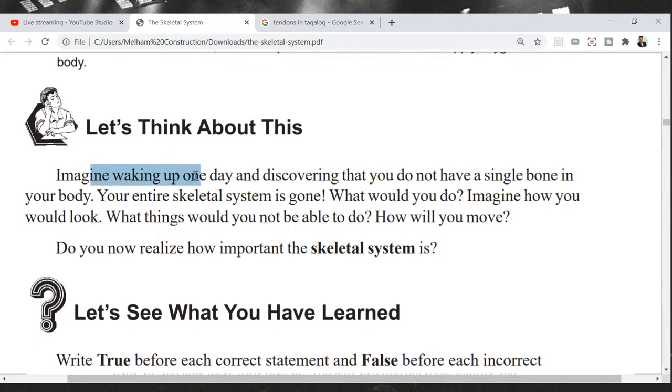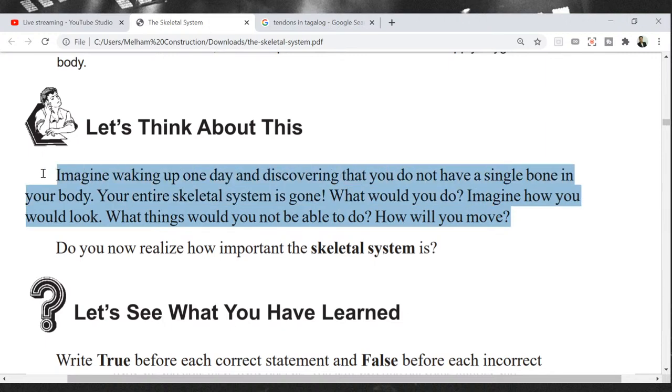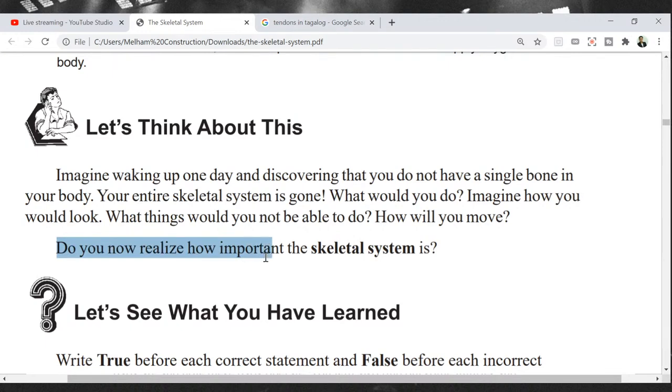So, isipin natin, naglalakad tayo isang araw and discovering that you do not have a single bone in your body. And your entire skeletal system is gone. What would you do? Imagine how you would look, what things you would not be able to do, and how will you move? Ano sa tingin nyo, isang araw mawalan kayo ng mga buto? Ano mangyayari? Ngayon, na-realize nyo na rin na importante yung skeletal system. Makainom nga ng gatas mamayang gabi. Ay, mamaya bago matulog.